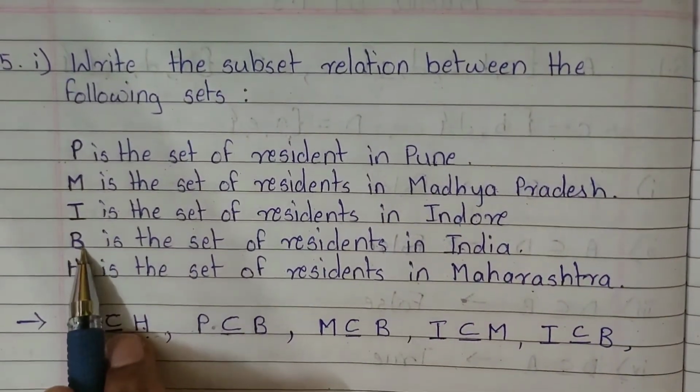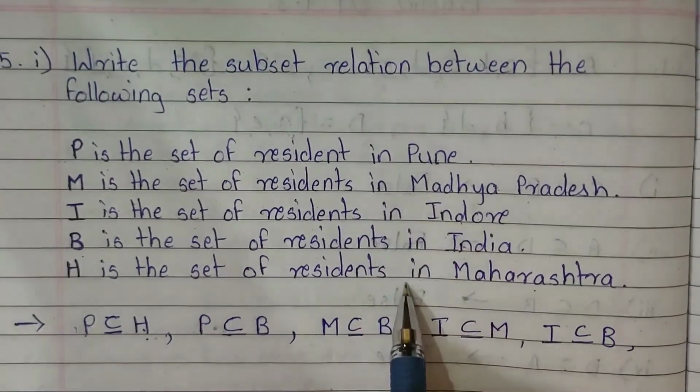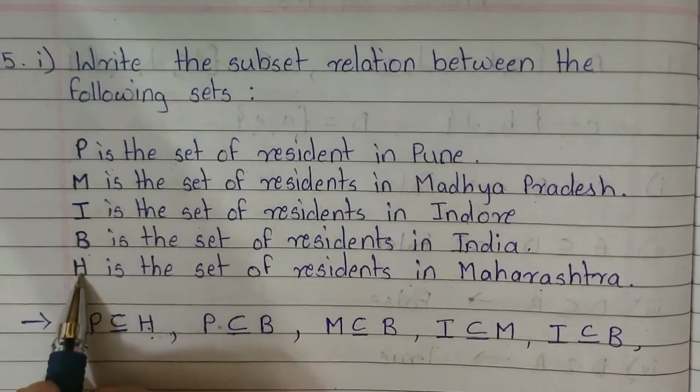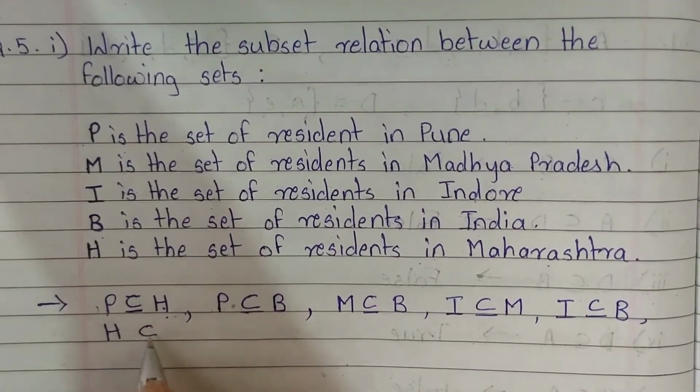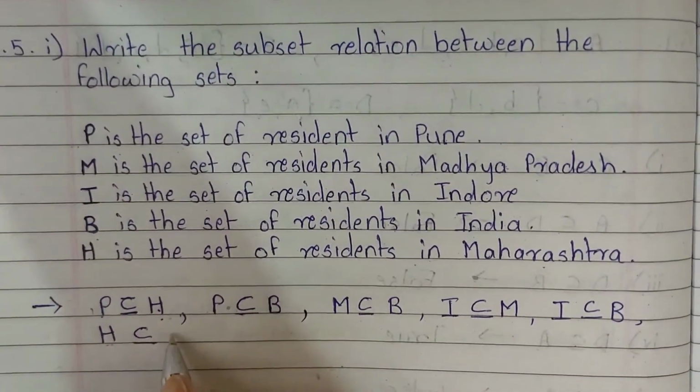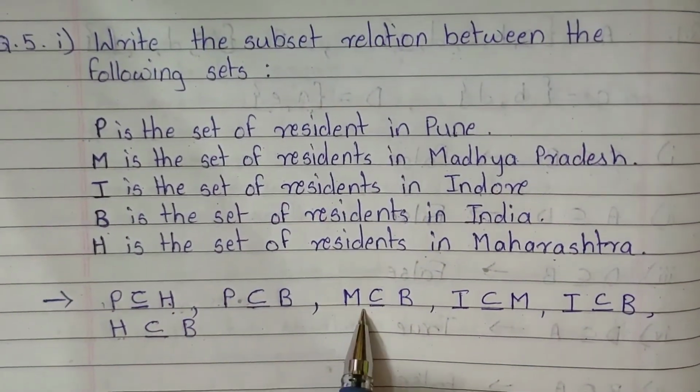Now here India will not come under any subset. Next is Maharashtra. Maharashtra means H is a subset of India. So this is the subset relationship.